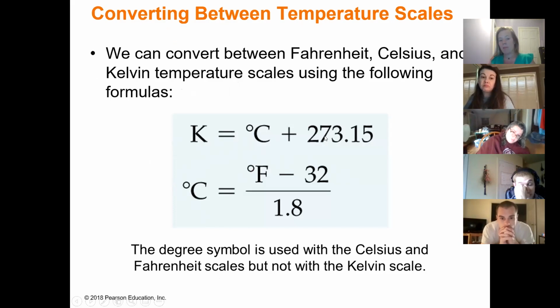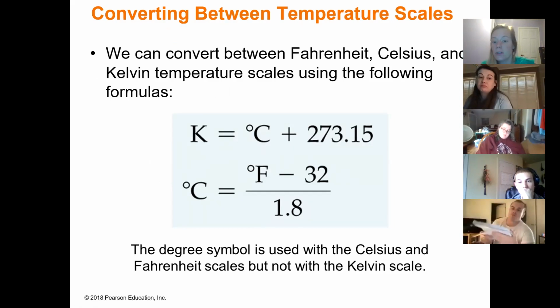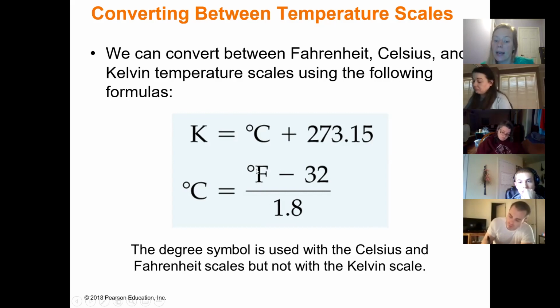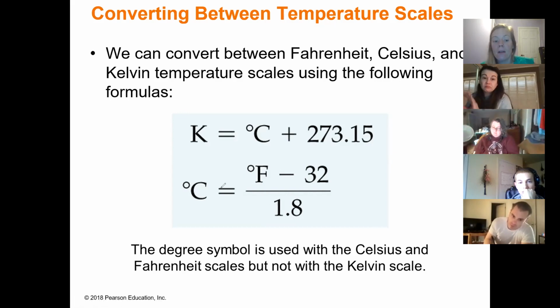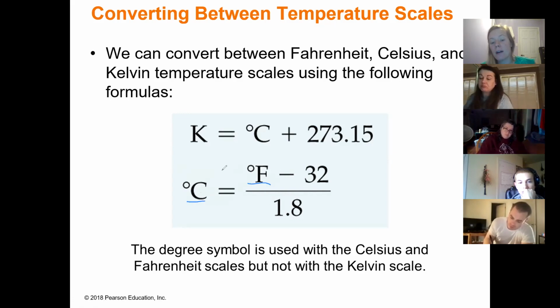This one, the top one, is for Kelvin and Celsius, or Celsius and Kelvin. So if you want to get Kelvin from Celsius, all you do is add 273, or in this case, they did 273.15. It's a little bit more complicated for Celsius. If we want to get Celsius from Fahrenheit, we need to subtract 32, and then we need to divide by 1.8. Now, let's say instead of solving for Celsius, we want to solve for Fahrenheit.